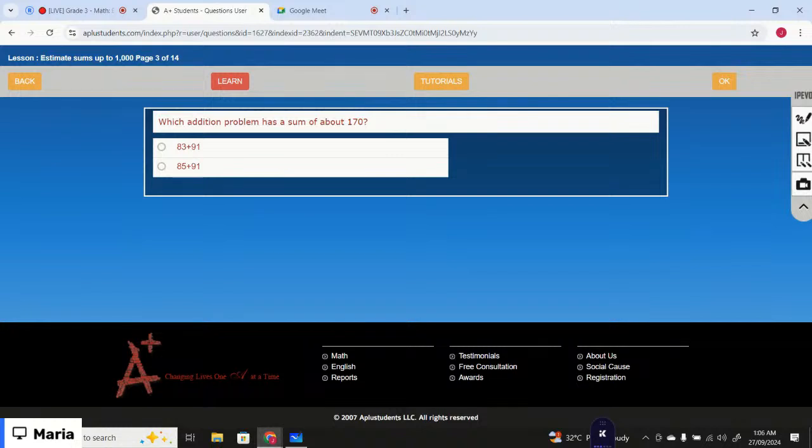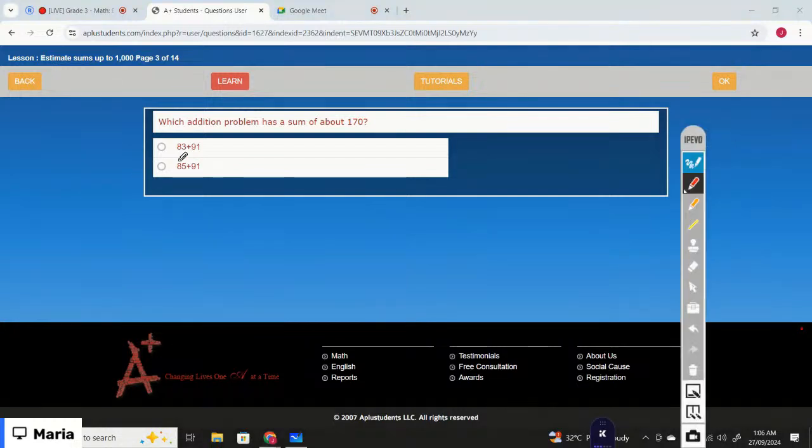Which addition problem has a sum about 170? You are given two problems. You need to see which one when added makes 170, right? Let's start with the first one, 83 and 91. 83 is estimated to 80 and 91 is estimated to 90. When you add them, 9 and 8 makes 17. That is 170. Yes, option number 1 is the correct option, right? That means 83 plus 91 is the one that sums to about 170. So option number 1 is the correct option.